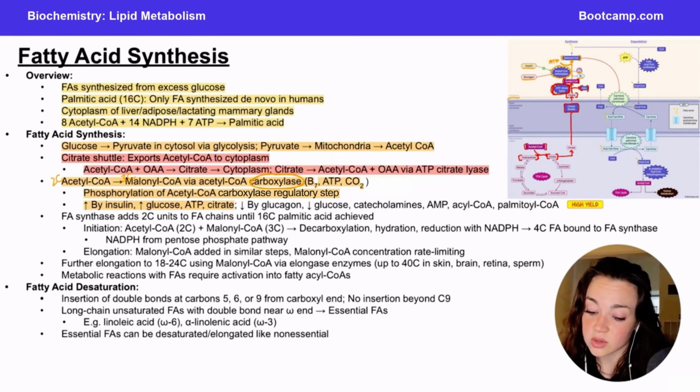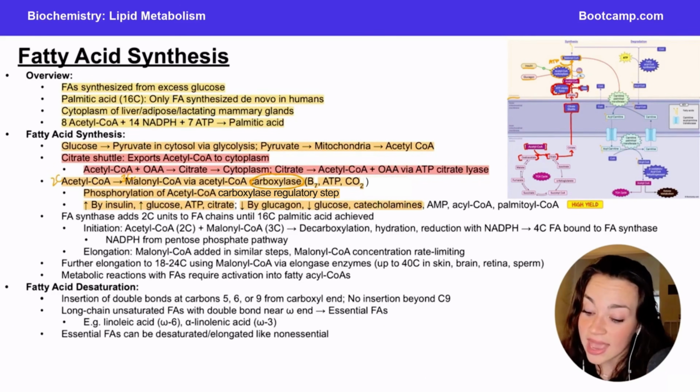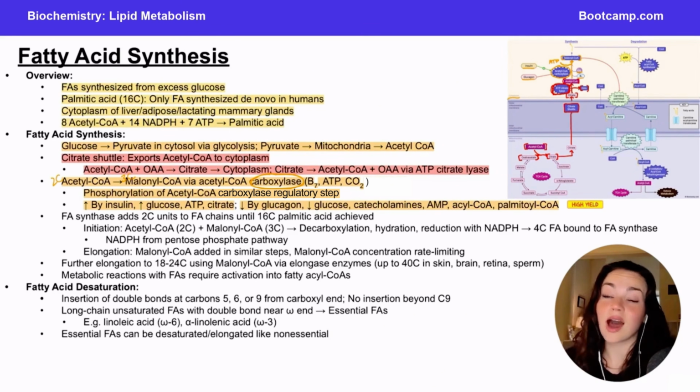Fatty acid synthesis is going to be decreased by glucagon, low glucose, catecholamines like epinephrine, norepinephrine, indications of exercise, a fight or flight state, AMP, which is a signal of a low energy state, and then acyl CoA and palmitoyl CoA. Those basically just telling us we've already got plenty of fatty acids present and synthesized in the body.